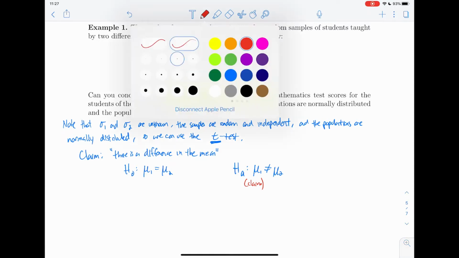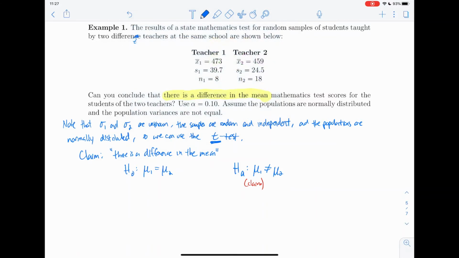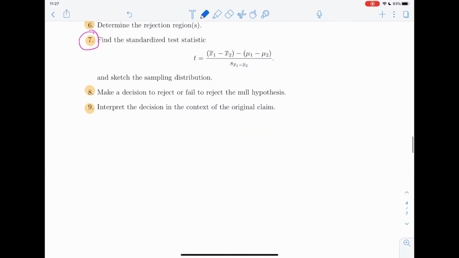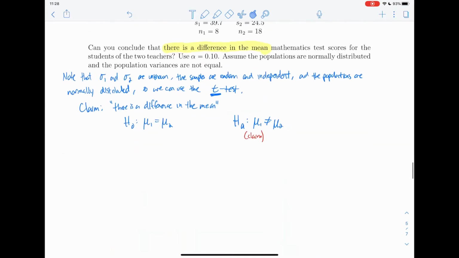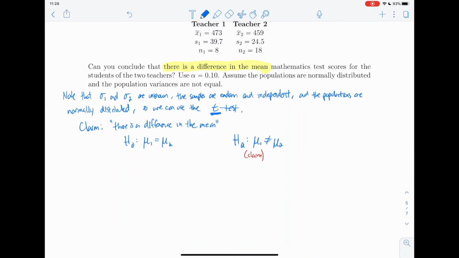Now that we've written down what the claims are and we've observed what sort of context we're in, we can come back up to the step-by-step process, and we see that the next option we need to look for is specifying the level of significance, determining the degrees of freedom, and then moving toward use of the t-table. Remember that figuring out your degrees of freedom depends on whether the variances are equal or not. So that's what we're going to observe next.